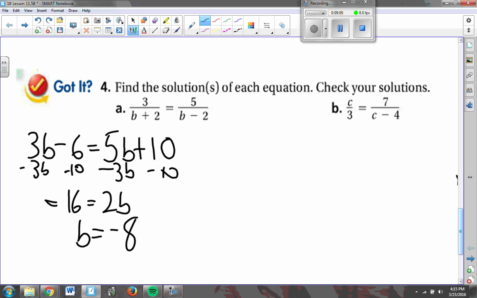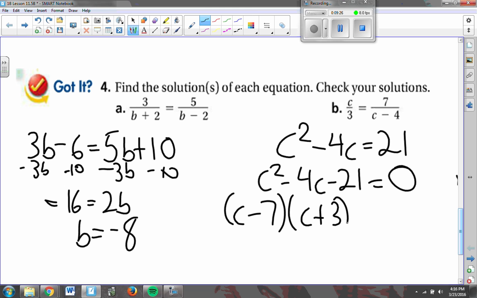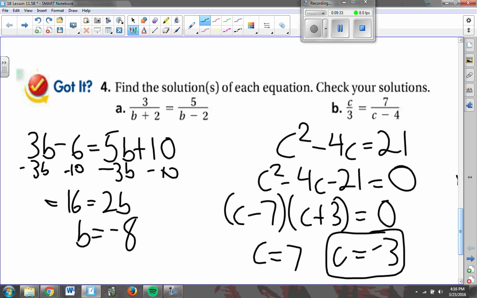And then over here, we actually get a c squared involved. Minus 4c equals 21, which means c squared minus 4c minus 21 is equal to 0. Now I'll solve by factoring. c minus 7, c plus 3 equals 0. So c is equal to 7, and c is equal to negative 3. There I get two answers, and I should check them both.